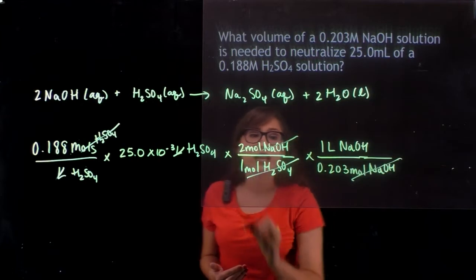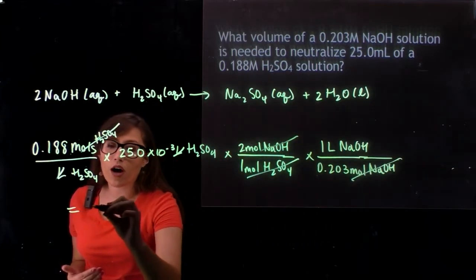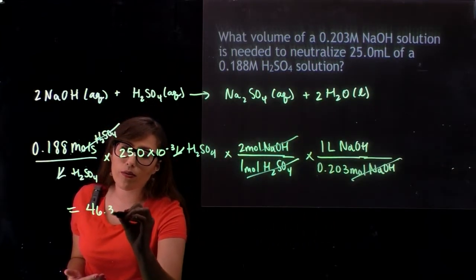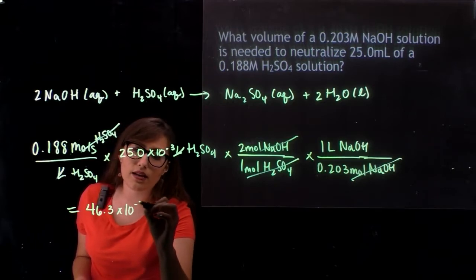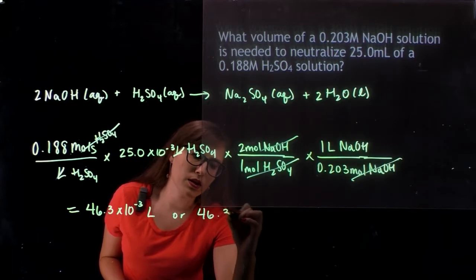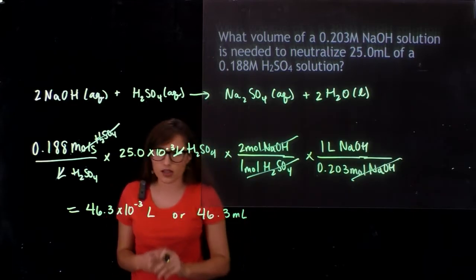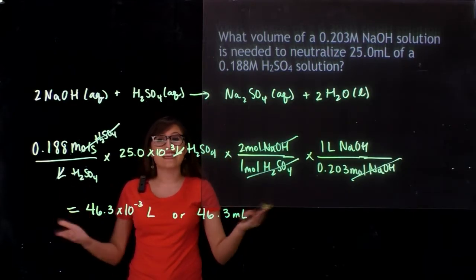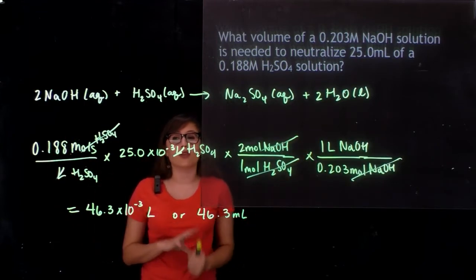Once moles and moles cancel out, we are left with volume, which is 46.3 times 10 to the negative third liter, or you can also say 46.3 milliliters. The hardest part to this problem is setting up the actual system of equations.